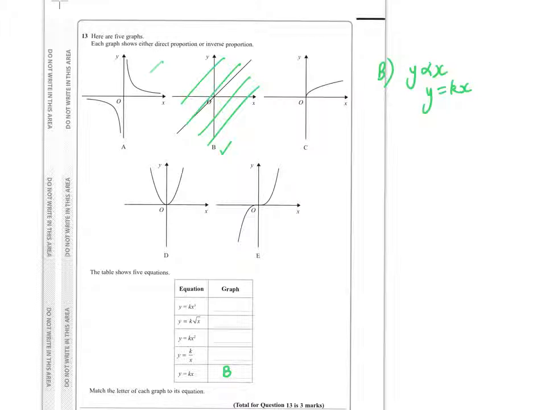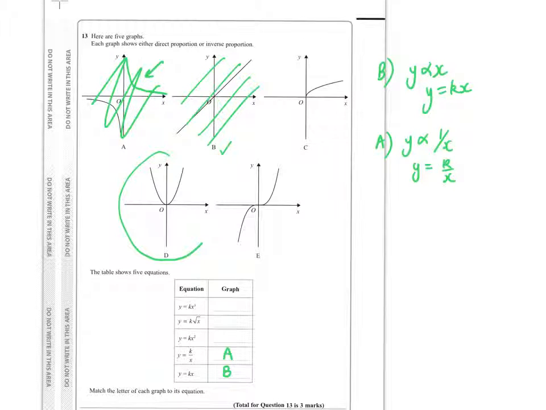Now this one here is one that you may have been aware of, and that is as x increases, y decreases, and as x decreases between, say, 1 and 0, y increases. And that's where we have a situation where y is inversely proportional to just x on its own, so y would be equal to k over x for some k. So that's going to be this one. Now this one looks very much like the quadratic case, doesn't it? So y is equal to kx squared. That's going to be this one. That's D.